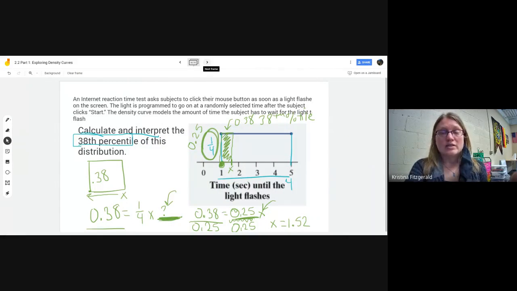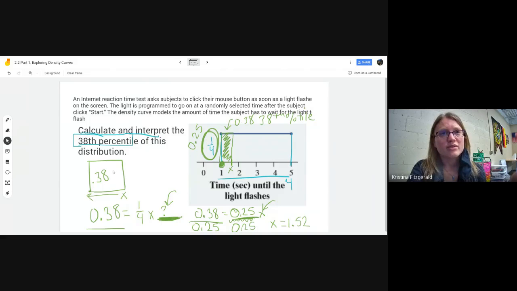Now, this third question is working backwards. It says, calculate and interpret the 38th percentile of this distribution. So I am basically finding a percentile, which is from a location all the way down, equal to that spot and less than that spot. So I kind of marked out an area. And basically what we know is there's a certain spot, and the percentile is 38% or 0.38. I'm going from this location on down, and the area inside my box is 0.38 or 38%.